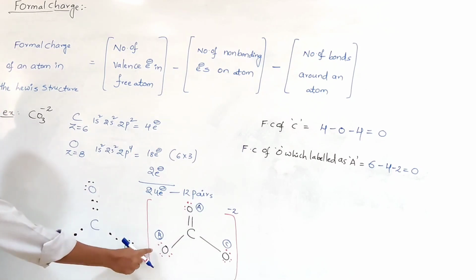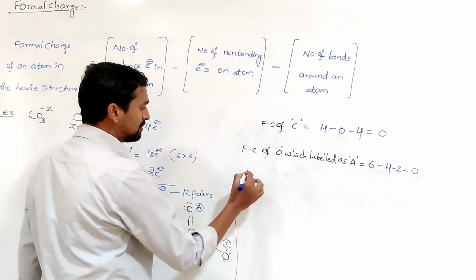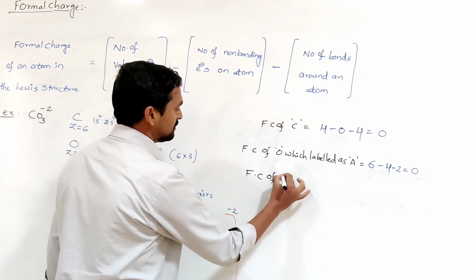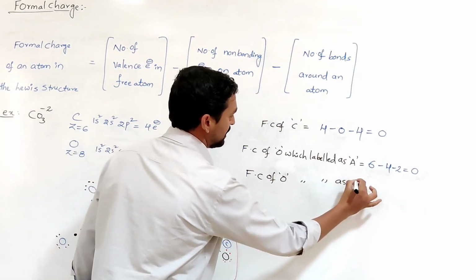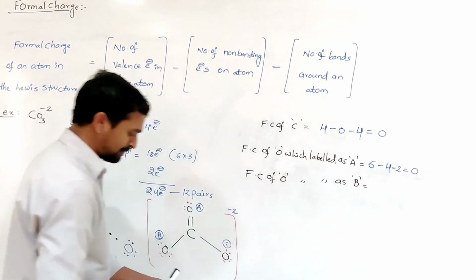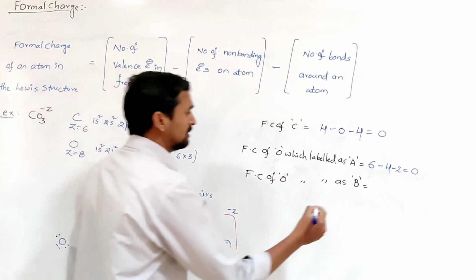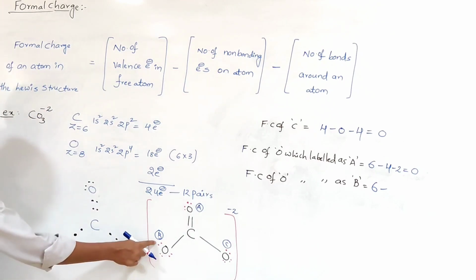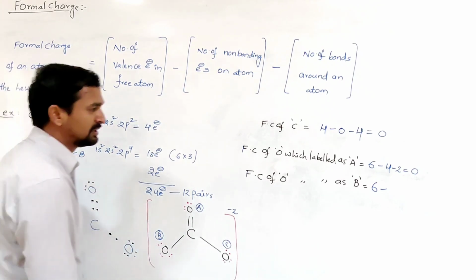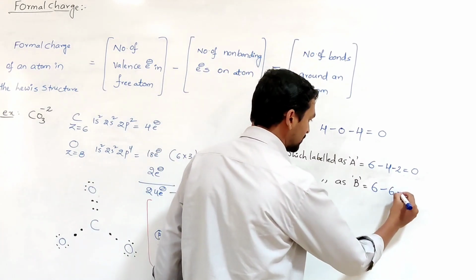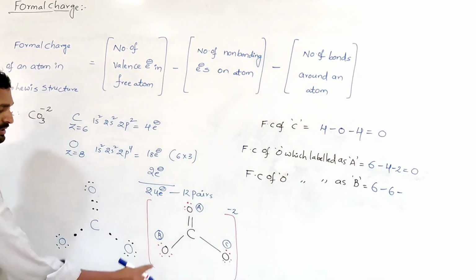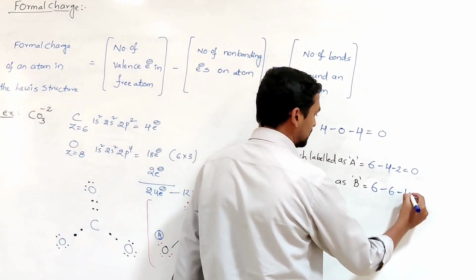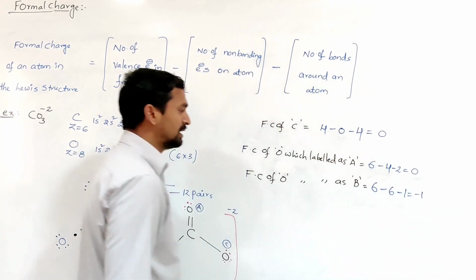Then in the case of B, the formal charge of the oxygen labeled as capital B is equal to. Then again the oxygen, 6 valency electrons are present. How many non-bonding electrons are present? 2, 4, 6. 6 minus 6. Minus, how many bonds are present around this oxygen atom? Only 1 bond is present. 6 minus 6 minus 1, that is equal to minus 1.